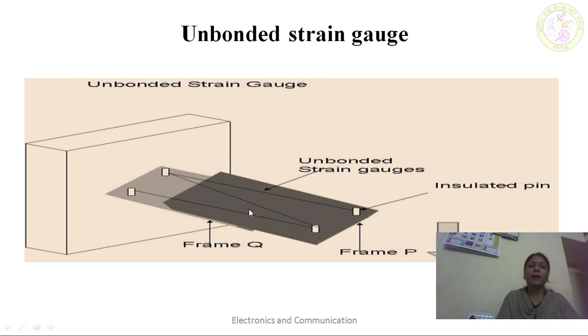When force is applied, the wire's displacement and length change, and the resistance of the wire changes. Hence, you can calculate the gauge factor and measure the strain like this. In an unbonded strain gauge, the strain is measured in terms of resistance. The displacement of a wire is measured in terms of resistance.